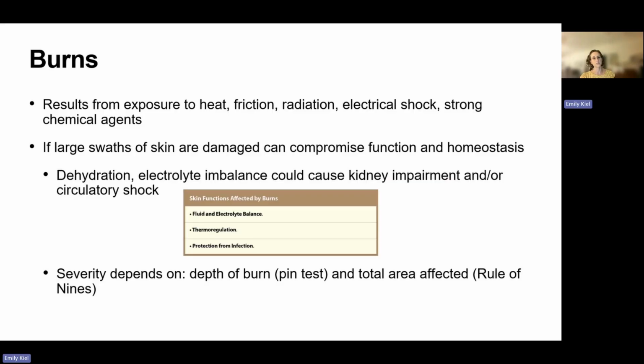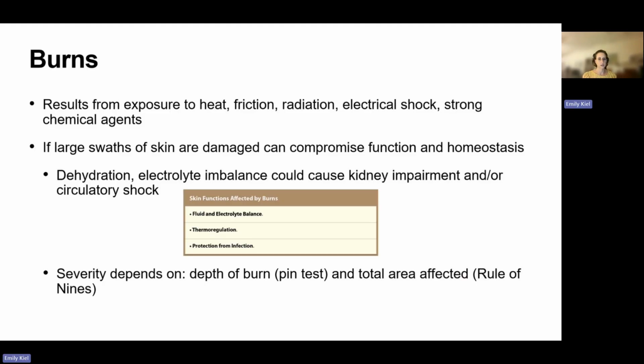And if large areas of skin are damaged, we can really compromise its function and its homeostasis. You're going to have compromised function that can affect its protection of the organs, but also its ability to prevent fluid loss. So you will have dehydration, you will have electrolyte imbalance that can cause kidney impairment or circulatory shock. You will have trouble maintaining temperature because you've got this large open area where the blood is very near the surface, and so it's losing heat. And then again, you're not going to be protected from infection.